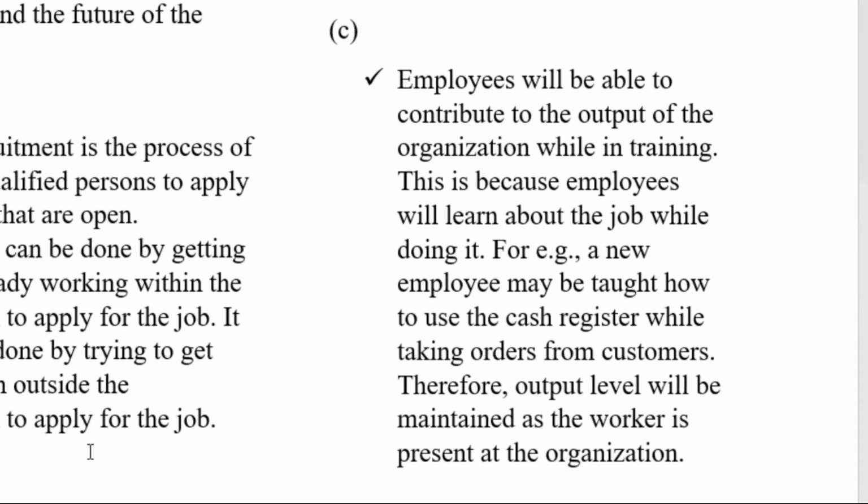For example, a new employee may be taught how to use a cash register while taking orders from customers. And many times I've seen that kind of on-the-job training. You may go to a fast food restaurant or even to the supermarket, and you will see a supervisor or somebody teaching a trainee how to use a cash register. Your customer will go there and the person will instruct the trainee what to do, right? So that's on-the-job training. Therefore, output level will be maintained as the worker is present at the organization.